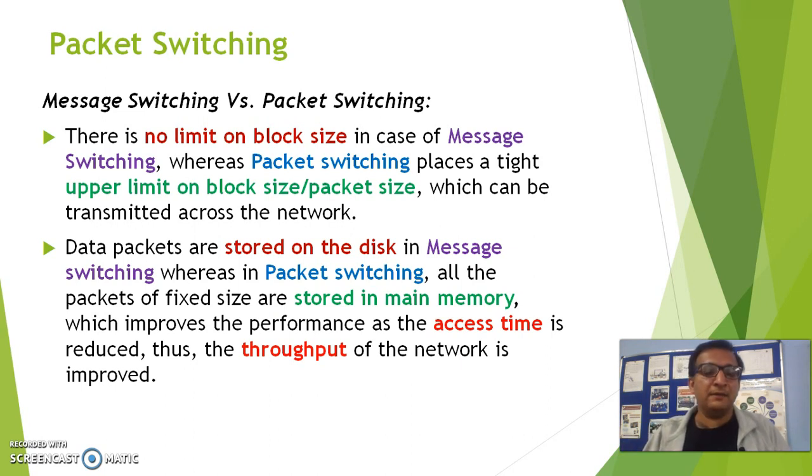Second, the data packets are stored on a disk in message switching, whereas in packet switching they are stored in the main memory because of their smaller sizes. So it improves the performance, as the access time is reduced and the throughput of the network is improved.